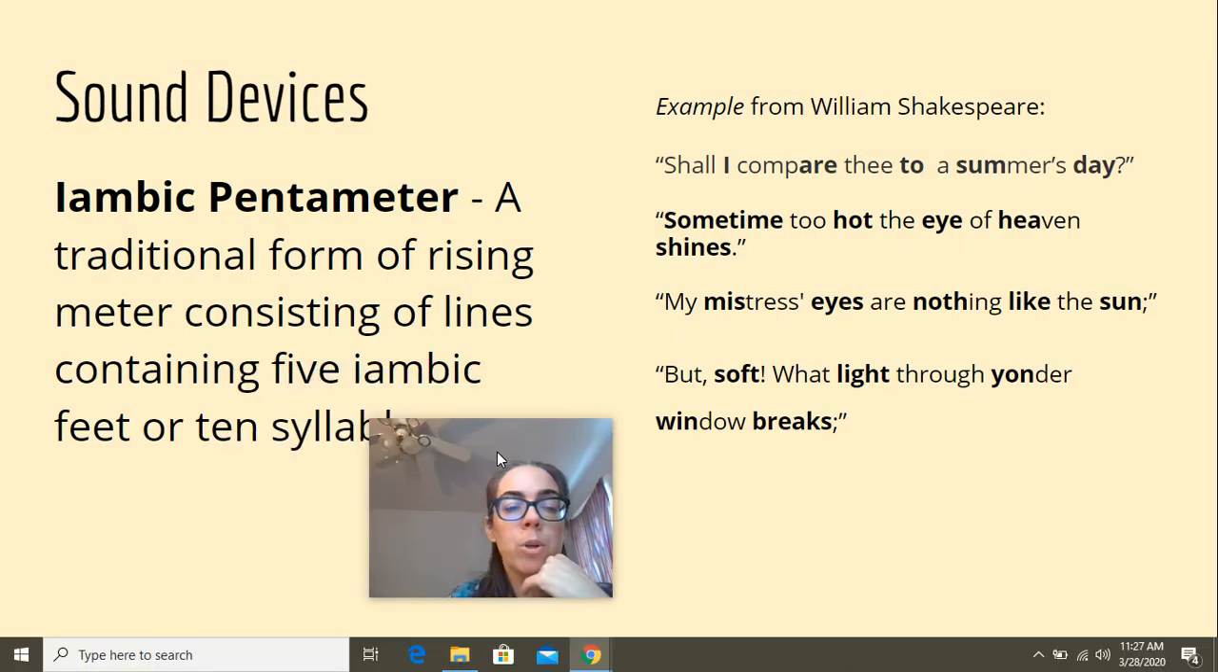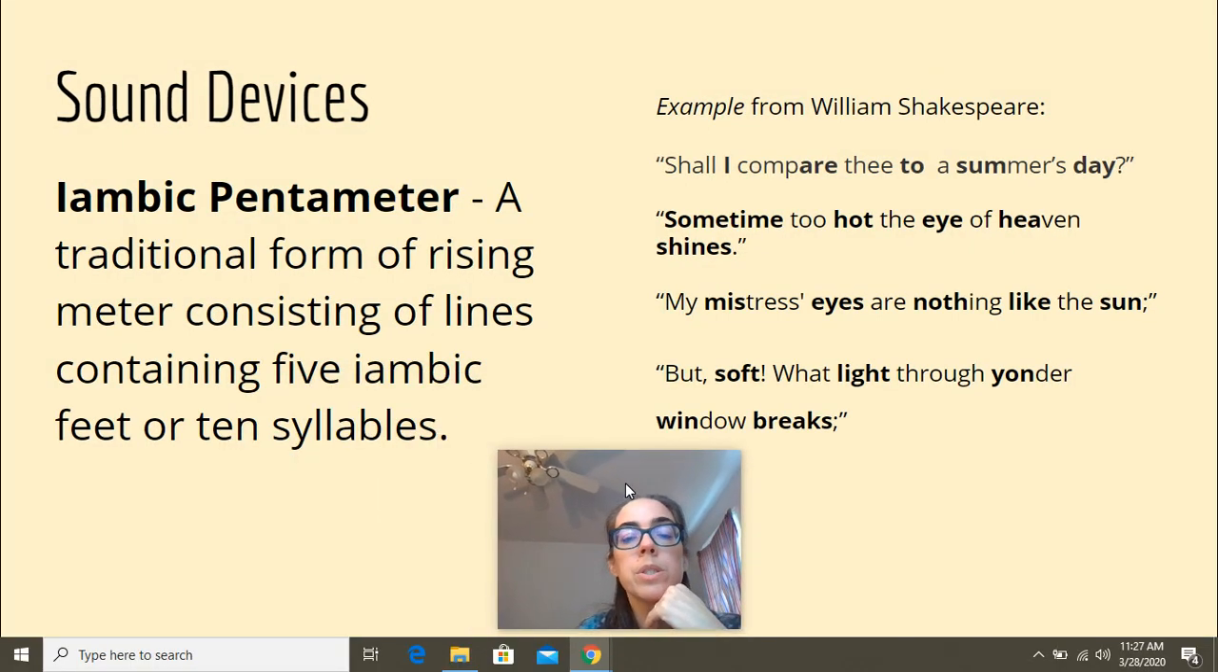And iambic pentameter. This is William Shakespeare's very favorite. He loved writing in iambic pentameter. And I think you all went to the William Shakespeare Muse on Wheels, where the upper school kids did that super fun performance. He wrote in iambic pentameter, not exclusively, but a lot of the time. So it has lines containing five iambic feet, or ten syllables.